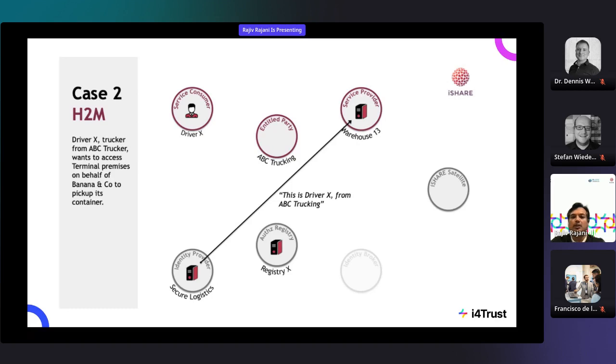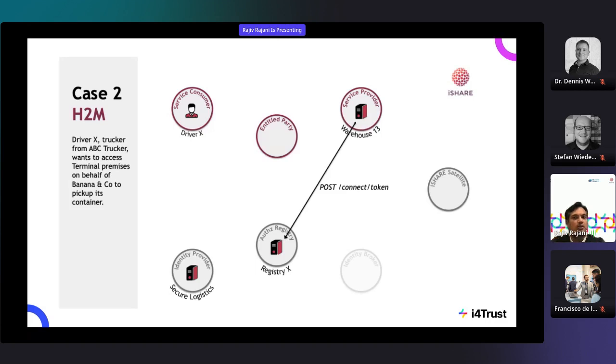And service provider then validates this information, and now it knows, okay, this driver is coming from ABC Trucking Company. So it has to check within its own database which containers are belonging to ABC Trucking and whether any of them are ready for pickup. And if they are ready for pickup, because these containers are belonging to Banana and Company, and the company which is here to pick up is ABC Trucking Company. It needs to know whether ABC Trucking Company should be allowed for picking it up.